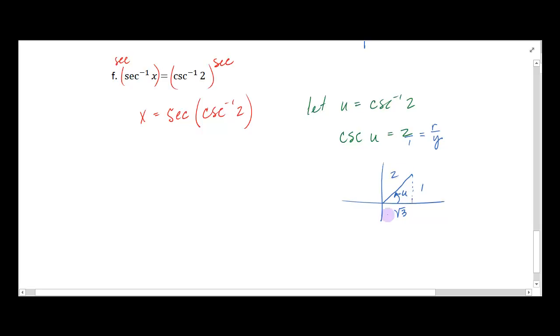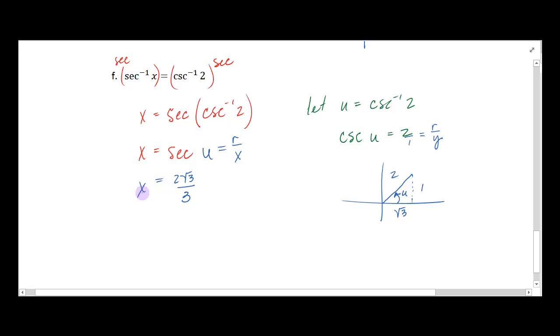So using this trig definition, let's go back and address this. Remember, this is saying x is equal to the secant of u. Well, this is u. And the secant of u, the definition of secant, is given by r over x. And so therefore, we can see that the solution would be 2 over the square root of 3, or 2 square roots of 3 over 3. That's what x is going to be equal to.